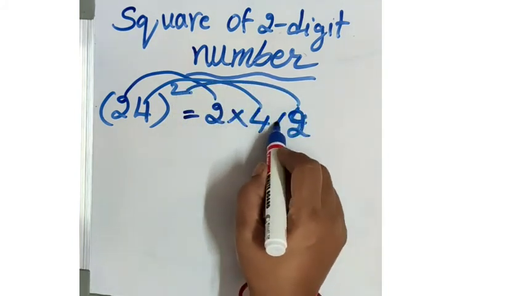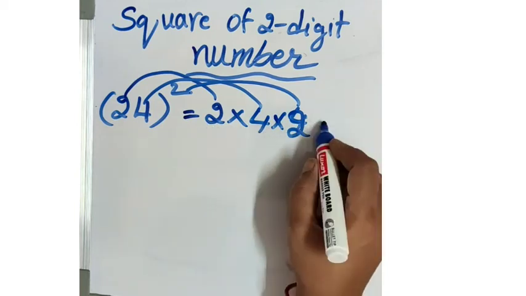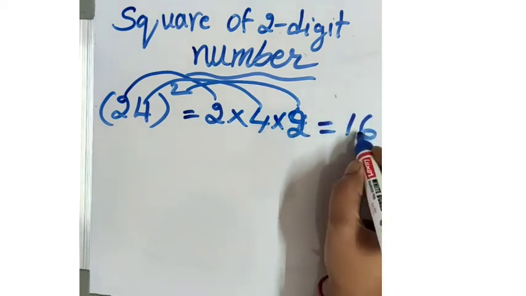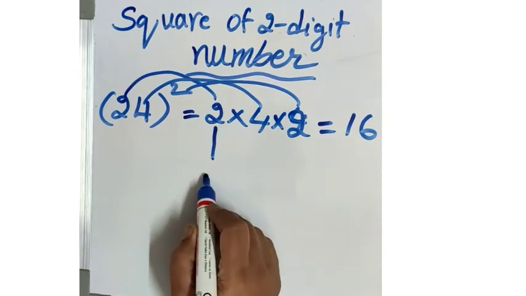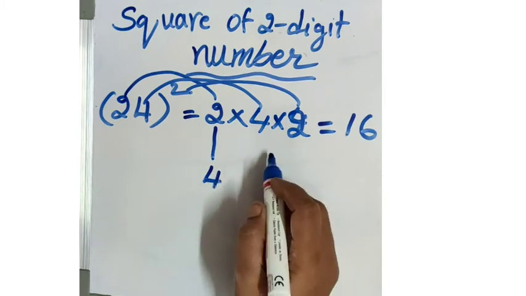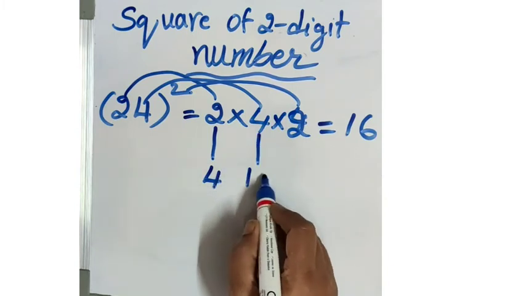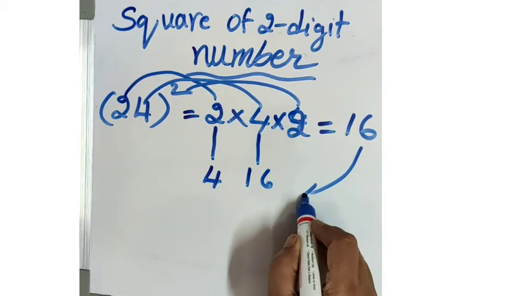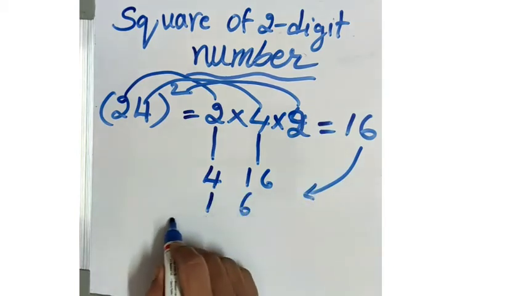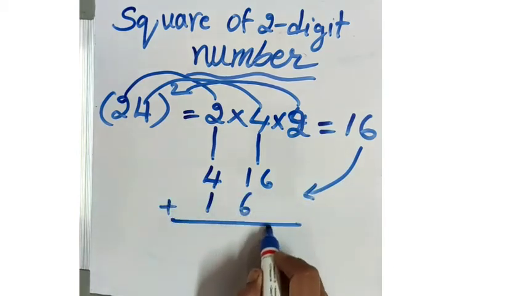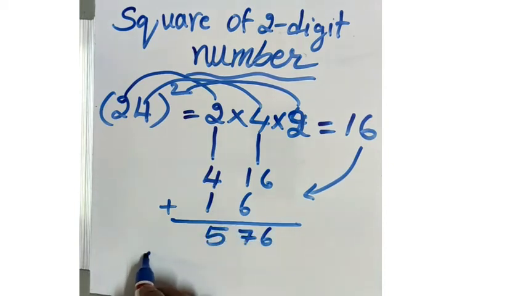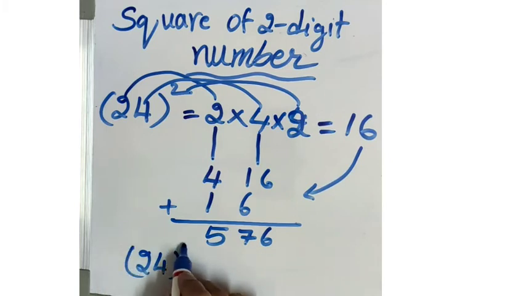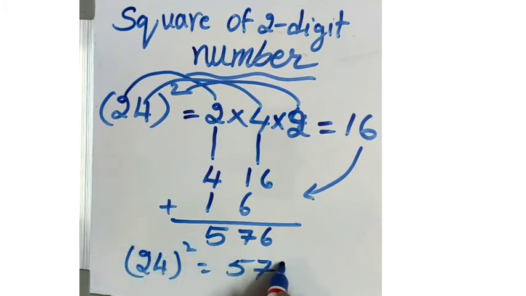Now you multiply. So 2 4s 8, 8 2s 16. Find the square of this. 2 square 4 and 4 square 16. And now write down this 16 below this. Add. 6 plus 1 7, 4 plus 1 5. So what is the number you got after squaring? 24 square is equal to 576. You can take a calculator and check if you want.